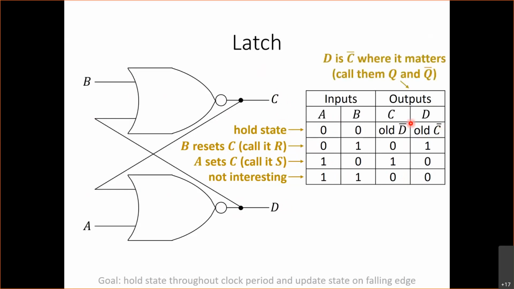So here we'll notice that for the cases that are interesting, so if we ignore the last row, D is always not C, right? Here C is the opposite of D, here C is the opposite of D. So it really doesn't make sense for us to have C and D as different values. Instead, we're going to call C Q, and we're going to call D not Q. Okay? So we're going to call A S because it sets C. We're going to call B R because it resets C, and we're going to call C Q, and D we're going to call not Q.